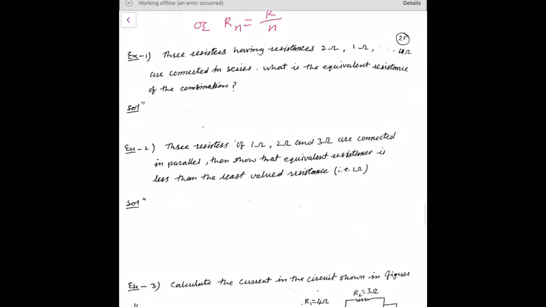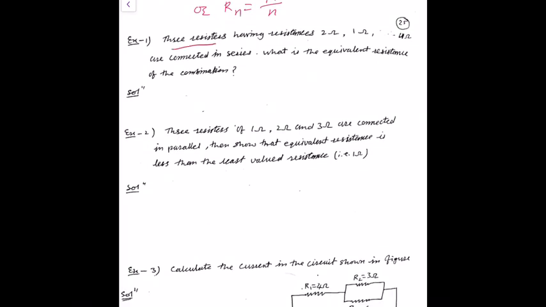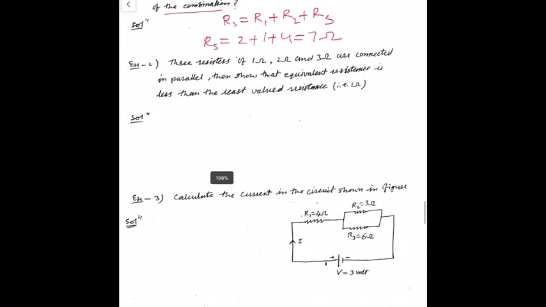Example first. Three resistors having resistances 2 ohm, 1 ohm and 4 ohm are connected in series. What is the equivalent resistance of the combination? So the solution of this example is Rs equal to R1 plus R2 plus R3. So Rs is equal to 2 plus 1 plus 4 is equal to 7 ohm.